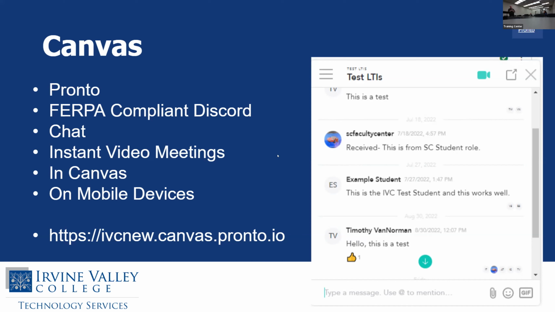So we've got a system that we use called Pronto. Pronto does the same thing as Discord does, including, by the way, students can access it on their cell phone without going into Canvas. They don't need to log into Canvas. They don't need to log into IVC at all. They can simply click on the Pronto app and be in it on their cell phones. You can do the same thing. So what Pronto does is it allows instant discussions.